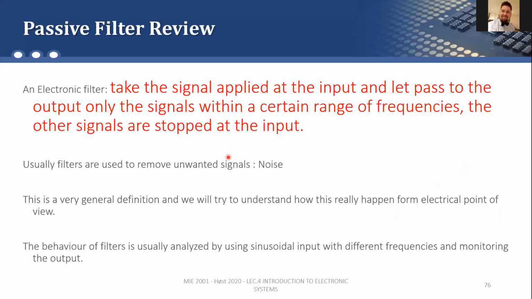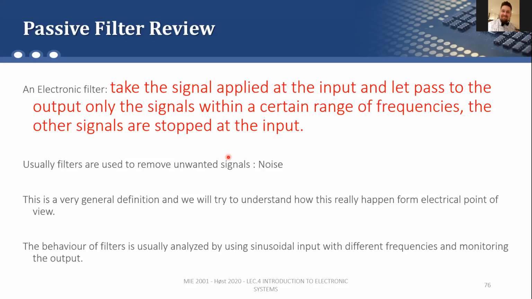So the filter in electronics lets pass a certain type of signal within a certain range of frequency, and the other signals which are not inside of this range of frequency are stopped at the input of the filter. So all the signals which are within the range of frequency and are applied at the input of the filter can pass through the filter if they are in this range of frequency, which we will see later is called the pass band of the filter.